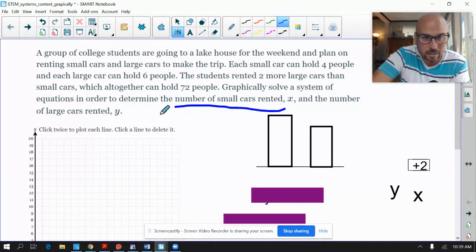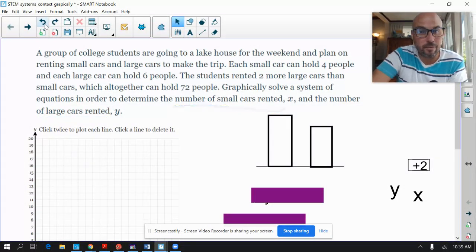And they told me that's x. And also the amount of large cars, which is y. So the variables are already defined for me. I don't have to write a separate sentence that says let x equal the amount of small cars. They told me that x is the amount of small cars, and they want me to find x.